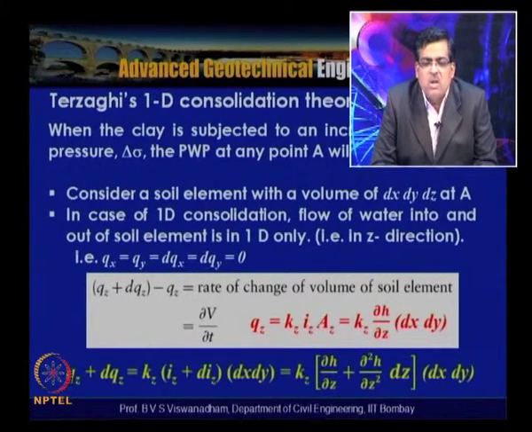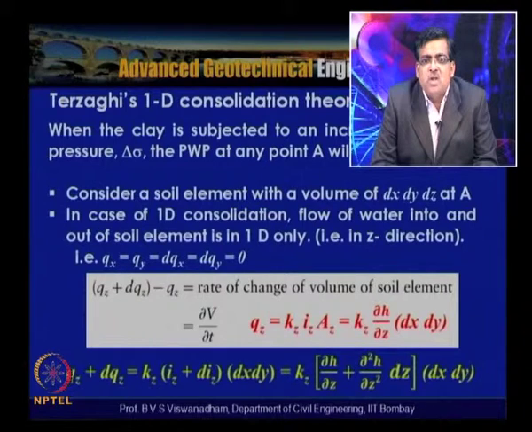Now here in this slide, the change in flow, that is outflow minus inflow, Qz plus dQz minus Qz, is given as the rate of change of volume of the soil element, which is nothing but dou V by dou t. Qz is defined, as we have written in the next slide, as Vz into Az, which is nothing but Kz Iz into Az, where Kz is the coefficient of permeability in the vertical, z direction, and Iz is dou H by dou z. The flow is happening perpendicular to dx dy, so Az is equal to dx dy.